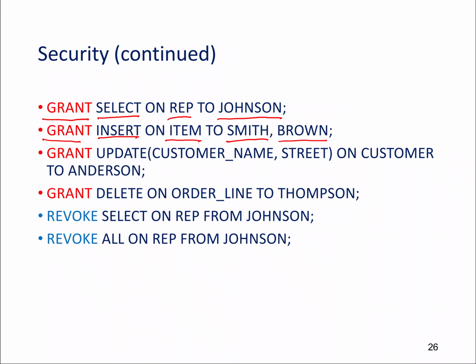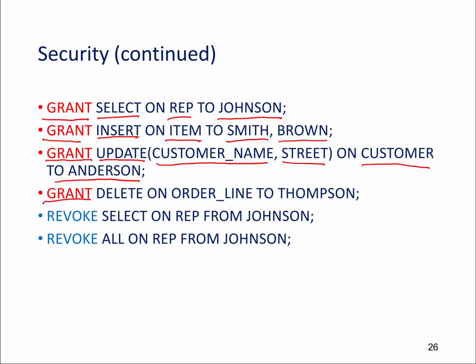In the third example, you can see that we can control the grant to update only some of the attributes inside a table, which in here are the customer name and street. Only these two attributes are allowed to be updated on the customer table by the user Anderson. So Anderson will only be able to update this customer table on these two attributes.